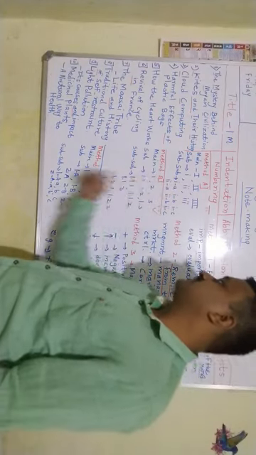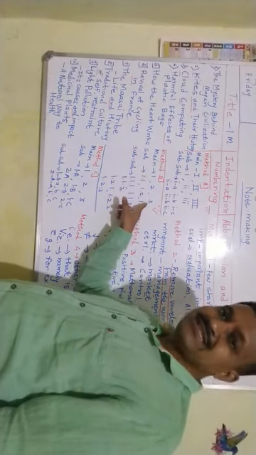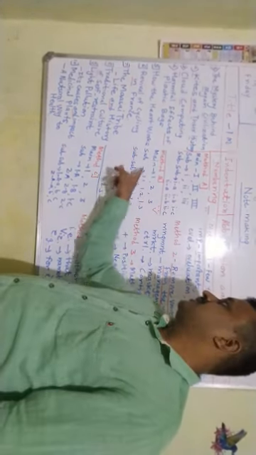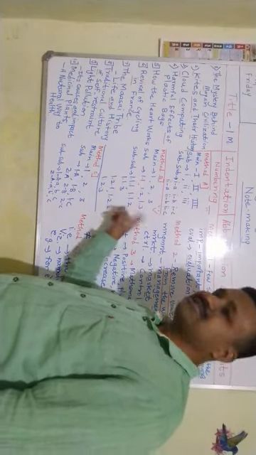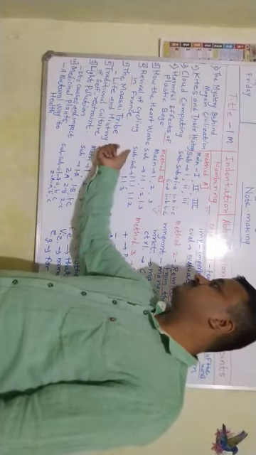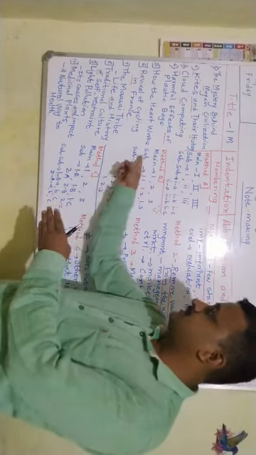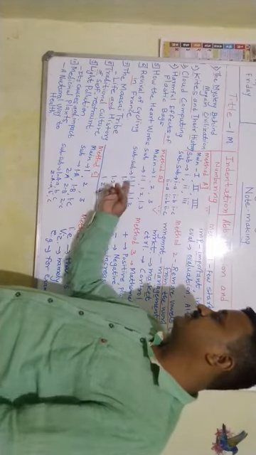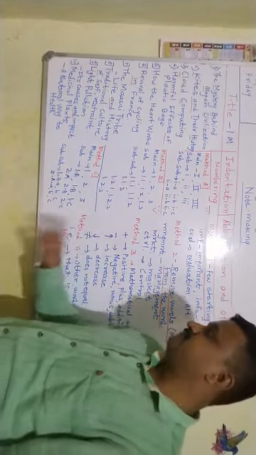This is one method. Another method is that the main point will be written with digital numbers 1, 2, 3. Then sub points will be written like 1.1, 1.2, 1.3. And the sub points of this sub point will be written like 1.1.1, 1.1.2, 1.1.3.